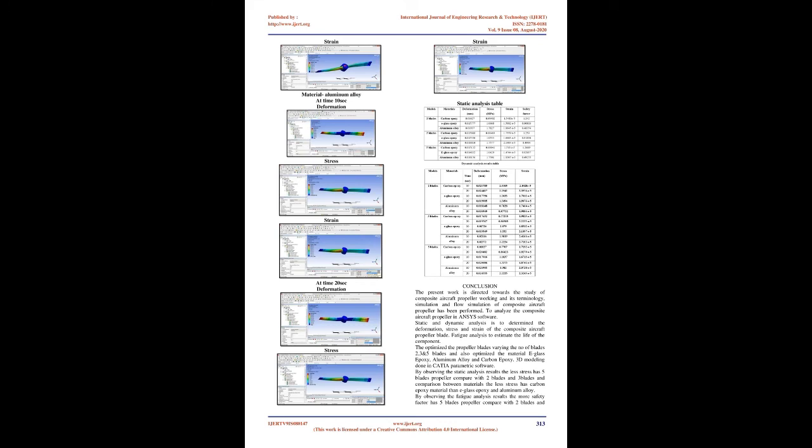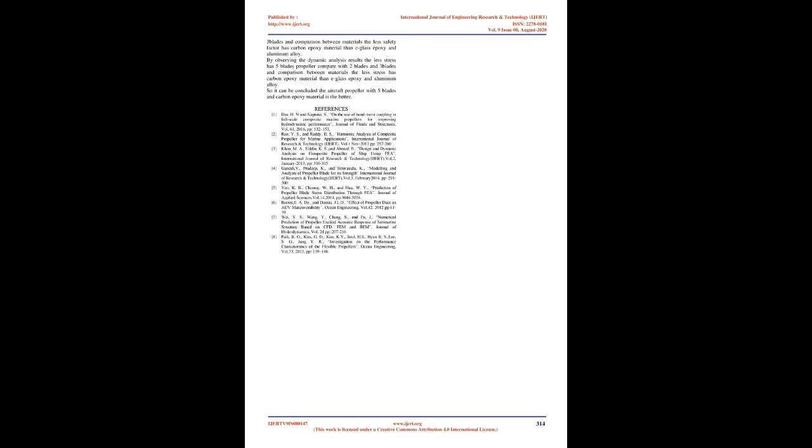Deformation, stress, strain at time 10 sec. Deformation, stress, strain at time 20 sec. Material aluminum alloy. At time 10 sec: deformation, stress, strain. At time 20 sec: deformation, stress, strain. Static analysis table.